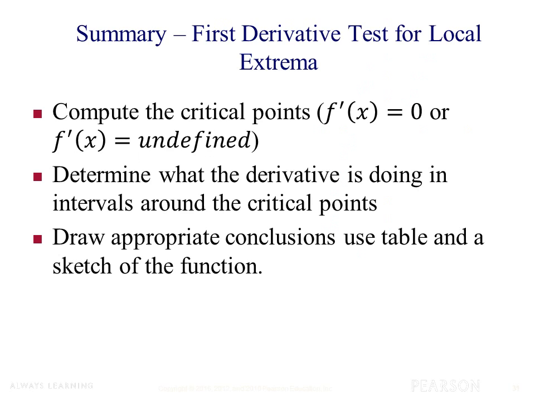To summarize the first derivative test for local extrema, you want to compute the critical points of a function. To do this, you take the derivative and figure out for which values of x the derivative is 0 or undefined. Then determine what the derivative is doing in intervals around these critical points. Use a table to keep you organized. Finally, draw appropriate conclusions by using the table and a sketch of the function.